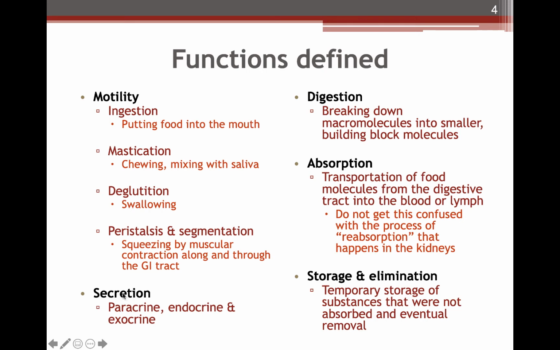I told you about those secretions are either going to be paracrine, endocrine, or exocrine. We'll come back to that later on. The digestion portion is the breaking down of huge macromolecules into smaller building block molecules that can then be absorbed. Trans-epithelial transport into the blood. There's also paracellular transport to get nutrients from the lumen of the digestive system into the blood. But we're going to focus on the more difficult parts of this, the trans-epithelial transport. That's the absorption bit right there that I'm talking about.